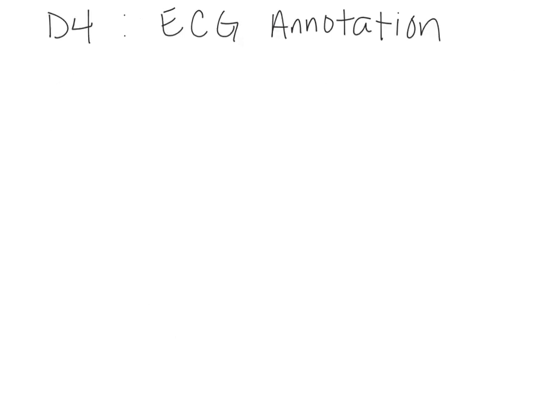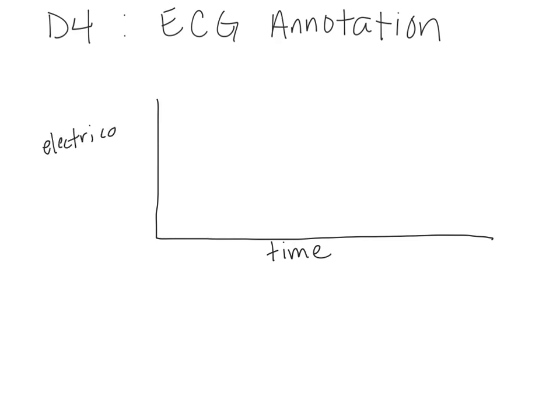All right. An ECG, or electrocardiogram, measures the electrical activity in the heart over time. You will not need to know how to draw one of these, but you will need to know how to annotate one. So let's briefly review this concept. On the x-axis here, we have time. And on the y-axis, we have electrical activity.